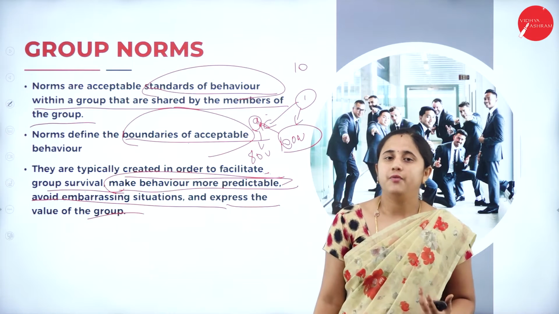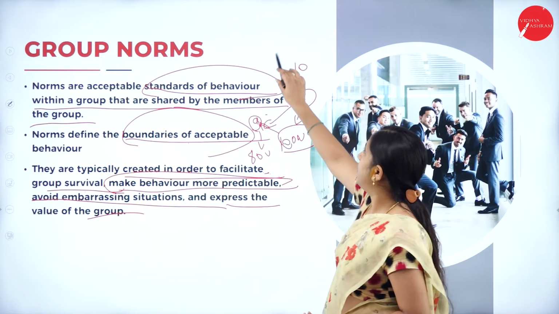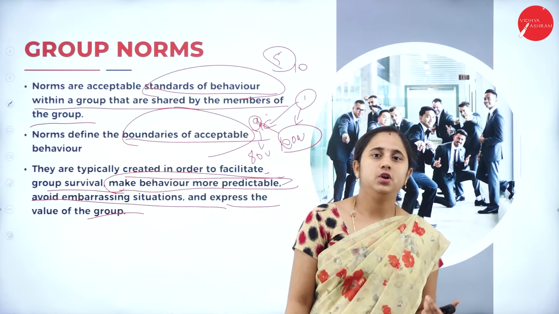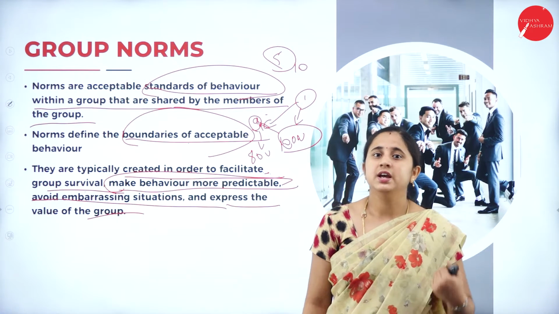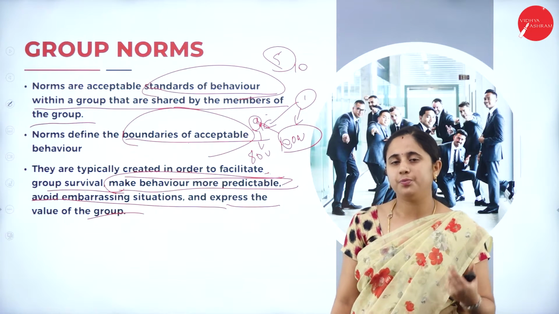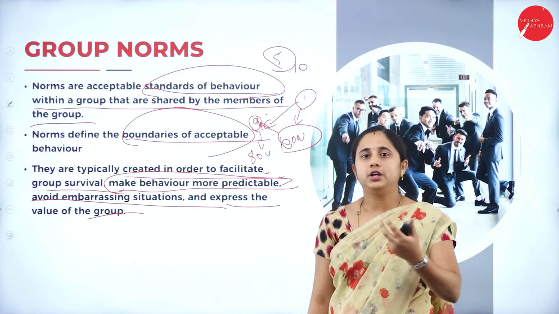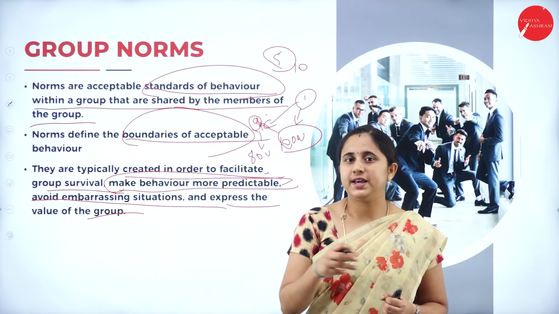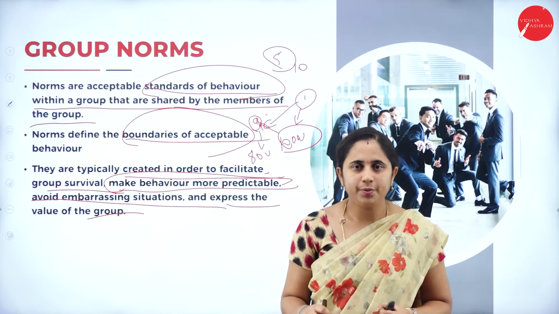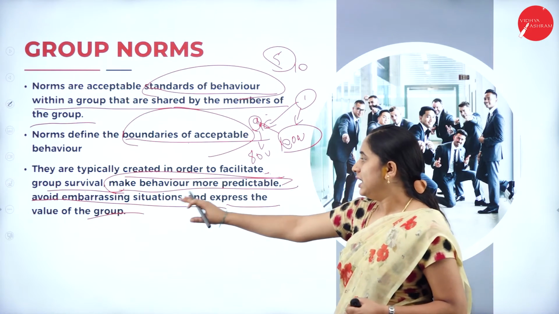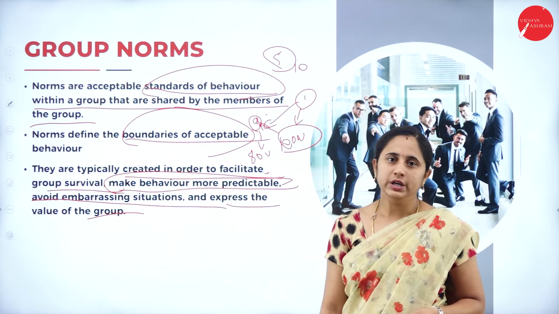It expresses the values of the group. If five members or five individuals are not ready to work, or if they are not accepting the rules and regulations, it expresses the values of a group. Group members are important in order to achieve the objective. So their individual behavior plays an important role in the group, and they influence the group activity. So it expresses the values of the group.